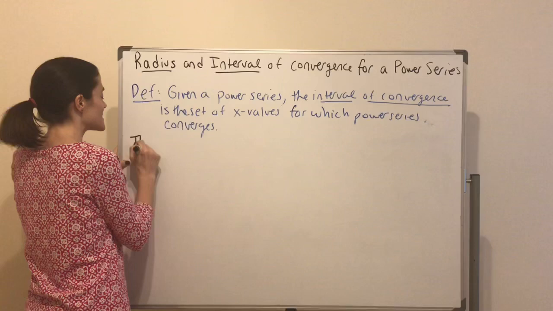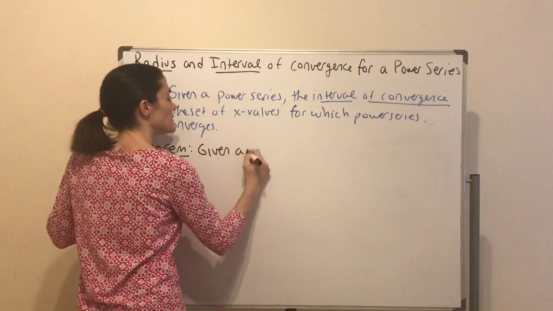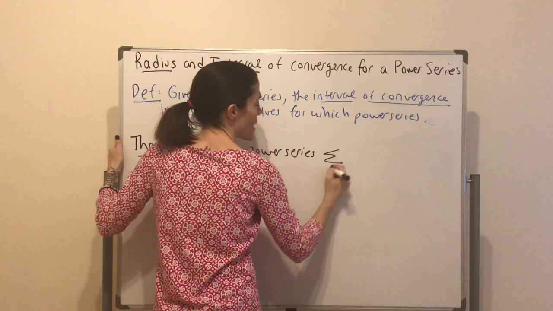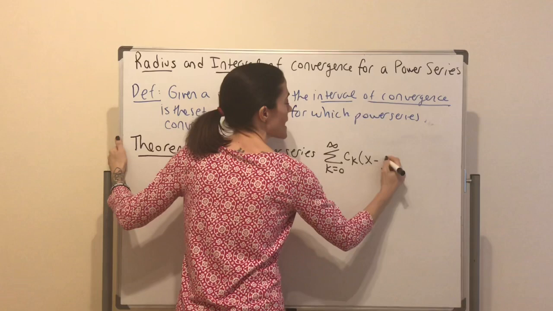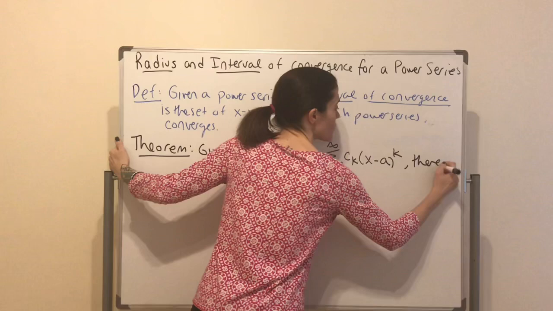Theorem. I will not prove this, but we will use this. Okay, so given a power series, and we know the general form of a power series looks something like this. We have c_k, then we have (x minus a) to the k. Okay, this power series has center a, right? Given a power series, there are three possibilities.